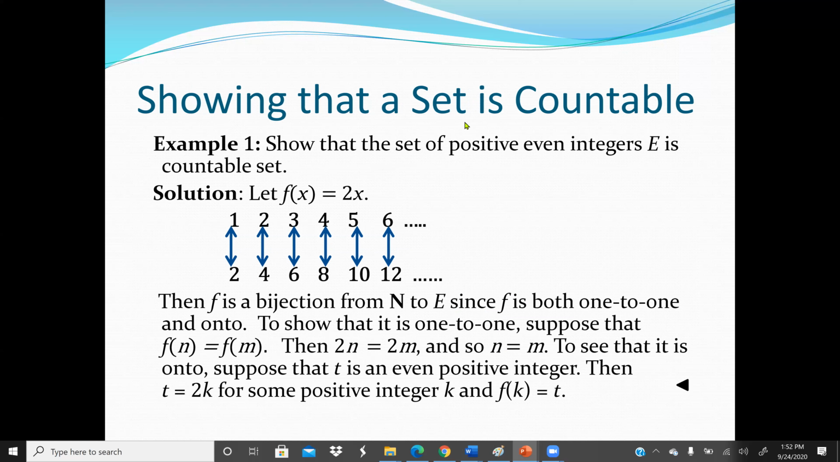So here they say we should show that a set is countable. The example given here showed that the set of positive even integers is a countable set. So we start with F at X equal to 2X. Yes, we can go all the way. If it's 1, it is 2; 2 times 2 is 4; 6 times 2 is 12; 7 will be 14. So here we say this is what the function is, a bijection. As we can see, 1 generates 2, 2 generates 4, whatever input I have for X, I can generate the output.